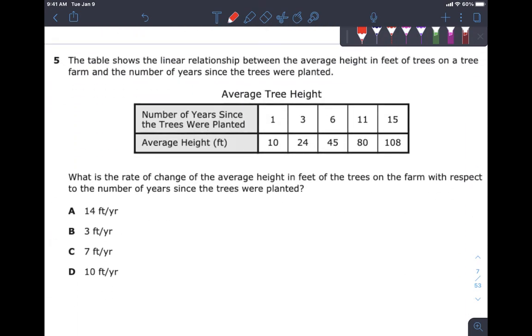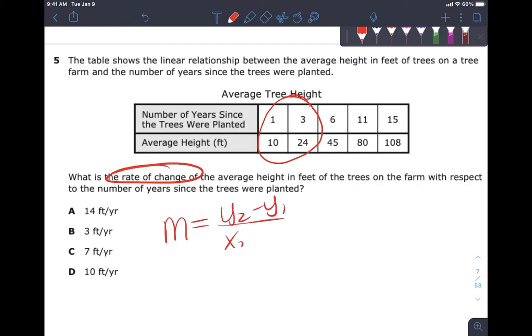The table shows the linear relationship between the average height in feet of trees on a tree farm and the number of years since the trees were planted. What is the rate of change? So I'm going to solve this numerically first. Let's go ahead and put that into our slope formula.